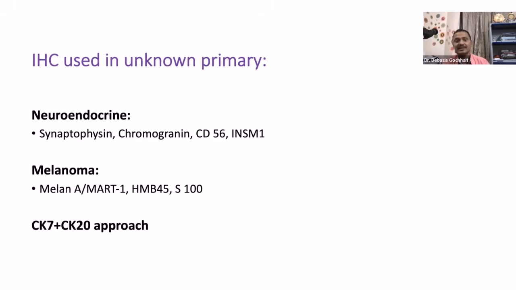Sometimes we take a CK20 and CK7 approach. I have already explained it. If CK7 is positive and CK20 is negative, upper gut. If CK20 is positive and CK7 is negative, it is taken as lower gut. A similar approach can be taken in other sites also. It's not very important, but it is another approach that we commonly take in unknown primary.